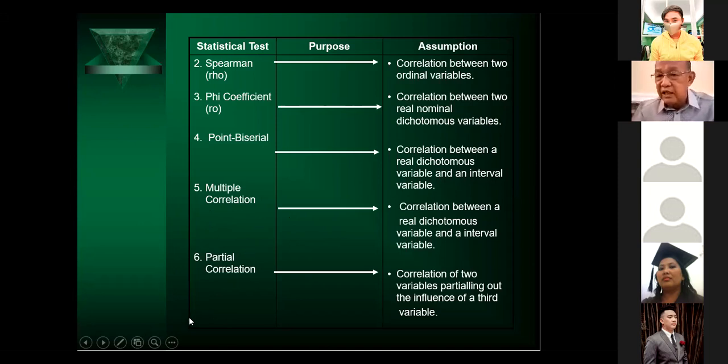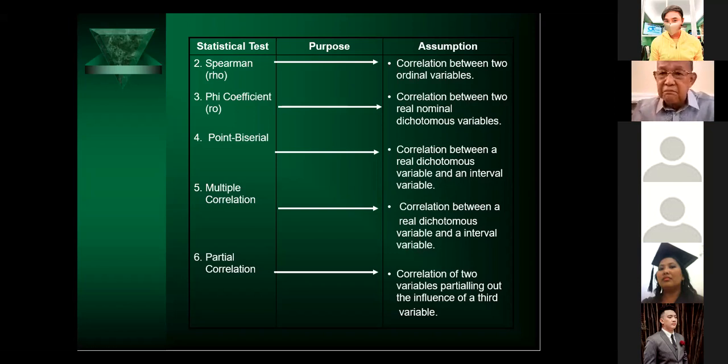Yung partial correlation, ginagamit naman yan pagka mayroong third variable na gusto mo i-partial out. Bigyan ko kayo ng sample. Pag pinagawa kayo ng conceptual framework ni Dr. Nuki, tapos yung conceptual framework ninyo ay IV and DV, tapos naglagay ka ng moderating variable sa gitna, iyon ang sinasabi nating yung moderating variable, ang tawag natin kumisan dyan is extraneous factor.